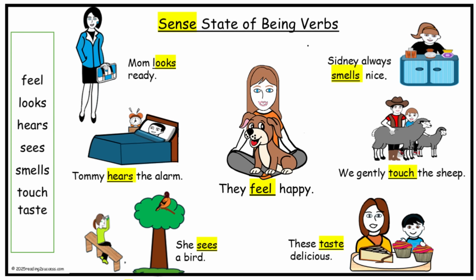Starting with sense state of being verbs. In each sentence, feel, they feel happy. Looks, Mom looks ready. Hears, Tommy hears the alarm. Sees, she sees a bird. Smell, Sydney always smells nice. Touch, we gently touch the sheep. And taste, these taste delicious.